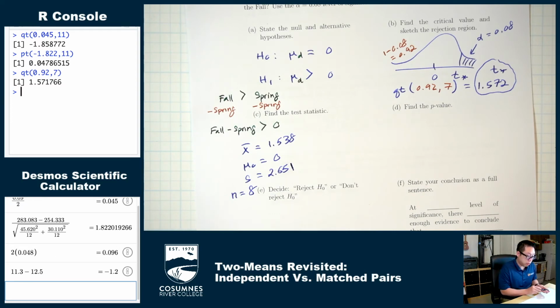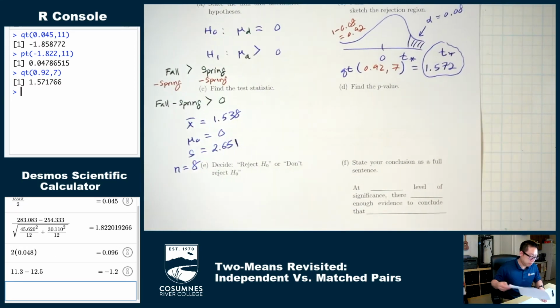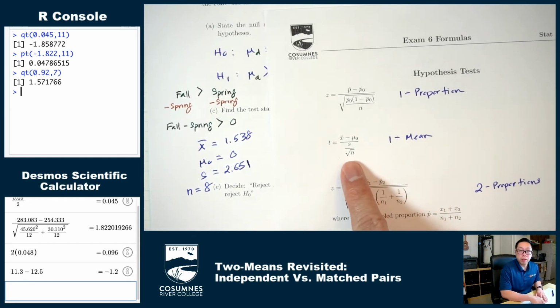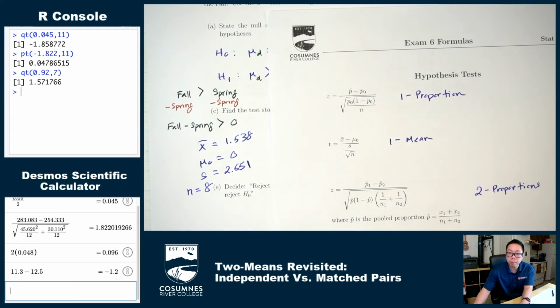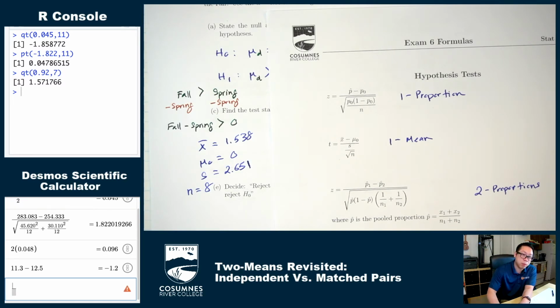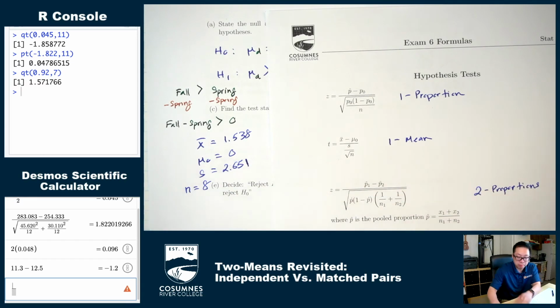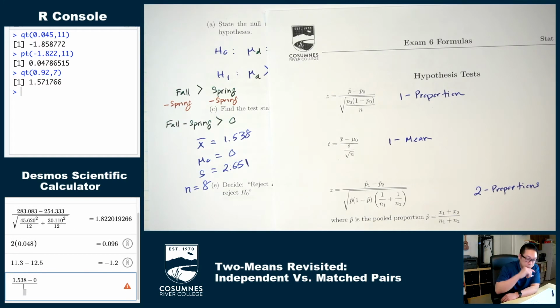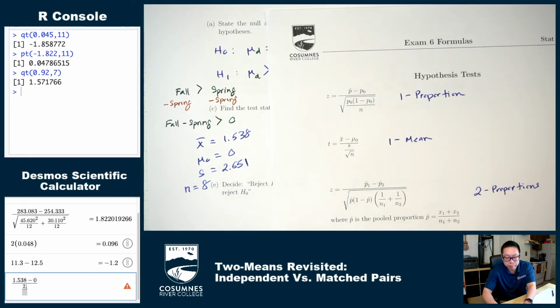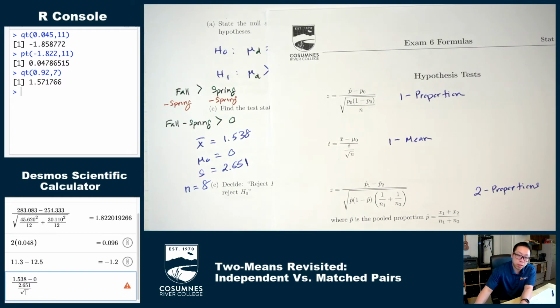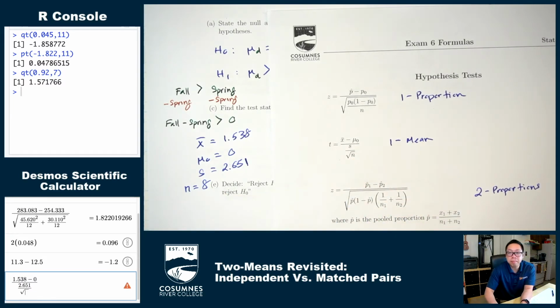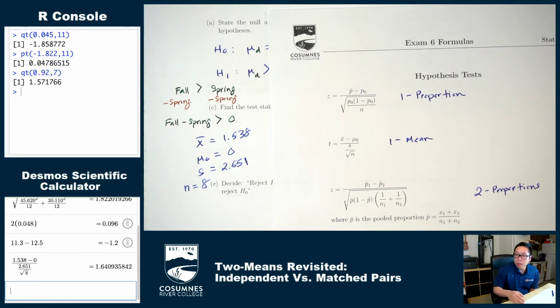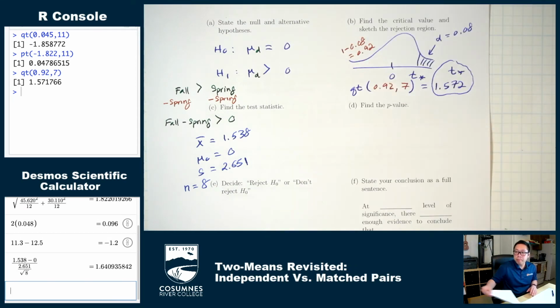And then we'll plug this into the T formula for a 1 mean, which is this one. All right, so in Desmos, fraction, up top, x bar minus mu 0 is going to be 1.538 minus 0. On the bottom is a fraction. Up top, s, 2.651. On the bottom, square root of n, which is 8. Make sure it looks exactly like the formula for t. And I got 1.641. Okay, that's a t.